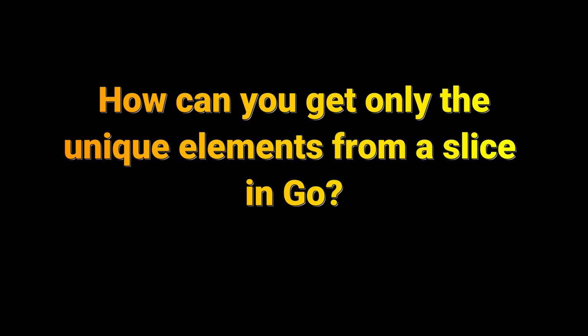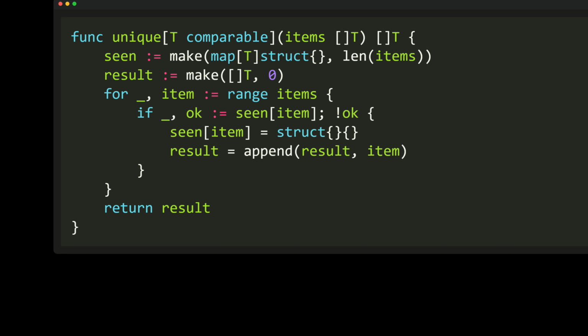Question: how can you get only the unique elements from a slice in Go? To get unique elements from a slice, use a map with empty struct values as a set. Loop through the slice, and for each element, check if it exists in the map. If it doesn't, add it to the map and also append it to a result slice. The map ensures you only keep the first occurrence of each element. This gives you a new slice with all duplicates removed.